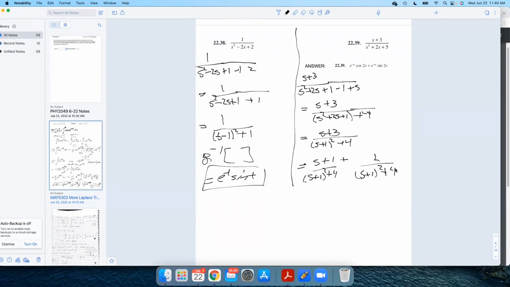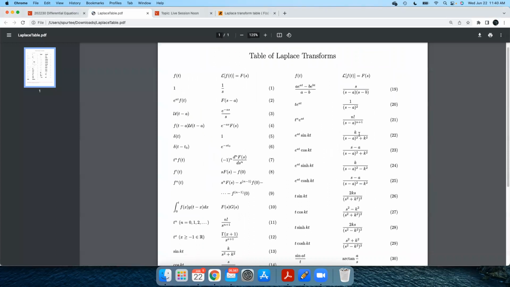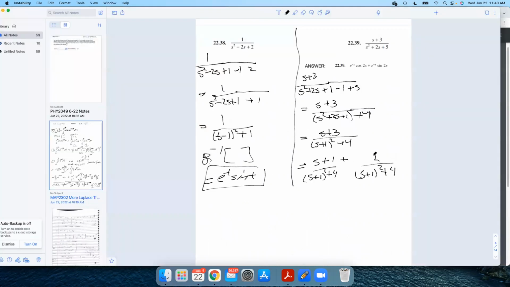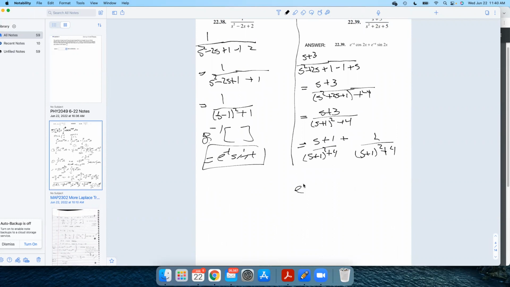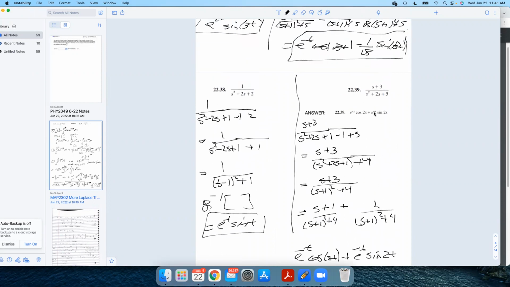See how we've got our K squared here and our K. That fits this formula perfectly. And on top, we've got the s minus a and the (s minus a) squared. Everything worked out perfectly. We're going to get one of these and one of those. Usually that doesn't happen and you still have to do a little more finessing. This will be e to the negative t cosine of 2t. This will be e to the negative t sine of 2t. Which is exactly what the back of the book had.